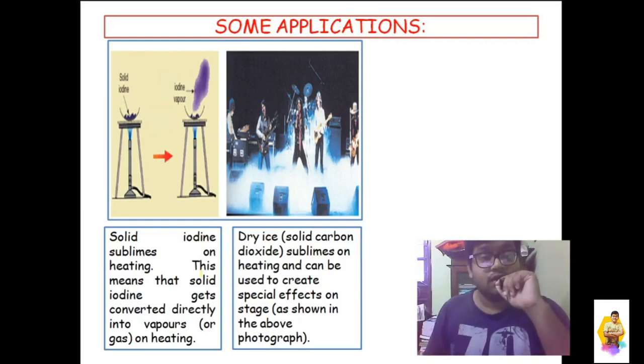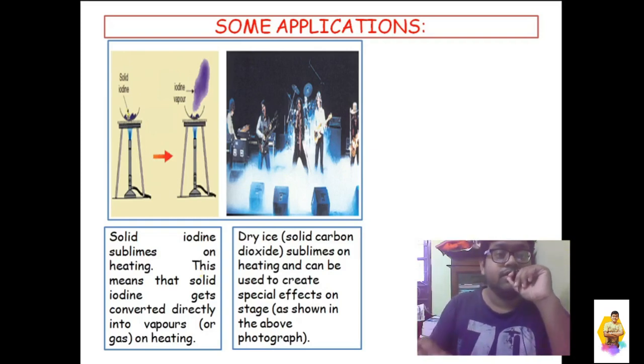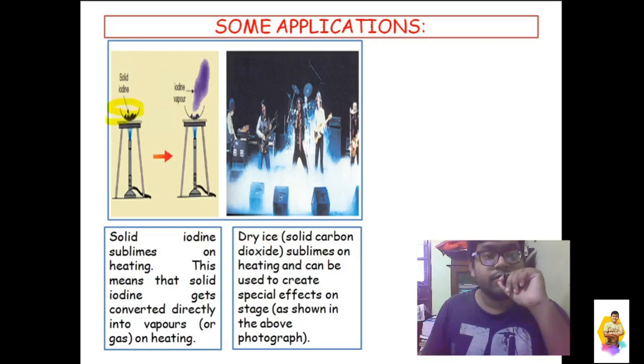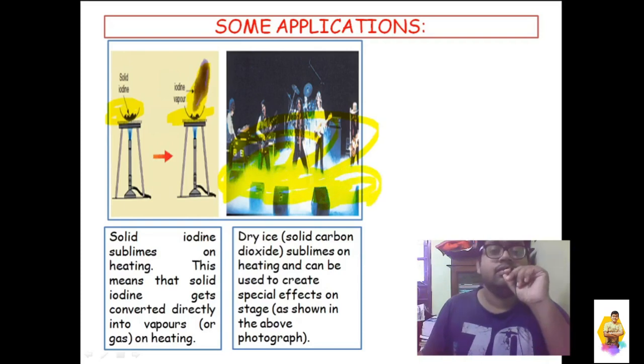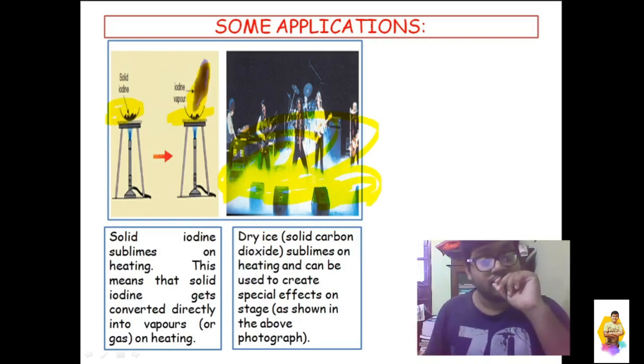Some applications of this sublimation. See, we are having a solid substance. This is solid iodine. What we can see is simply that it changes directly into gas from solid. So this is a very common example of sublimation. And this is a stage program, and at the bottom there are some fumes. These kinds of fumes are created by using dry ice, that is nothing but solid carbon dioxide.